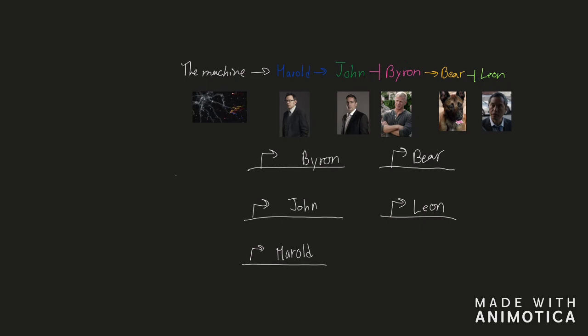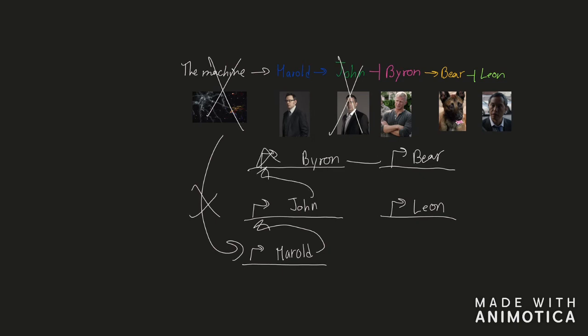Now what happens if both the machine and John are mutated? Harold won't be able to be activated because the machine won't be able to activate Harold. Harold would not be able to activate John, and then that would mean that John would not be able to repress Byron. Byron would then activate Bear, and then Bear would eat Leon.